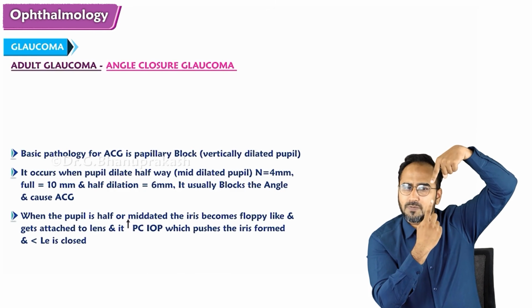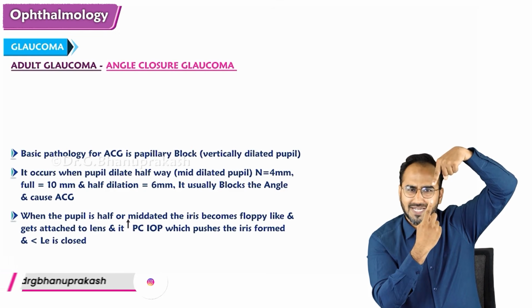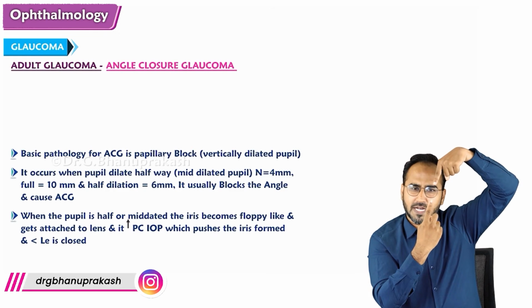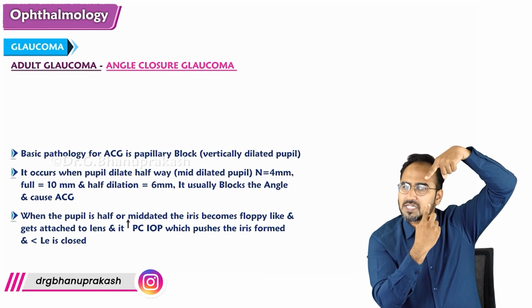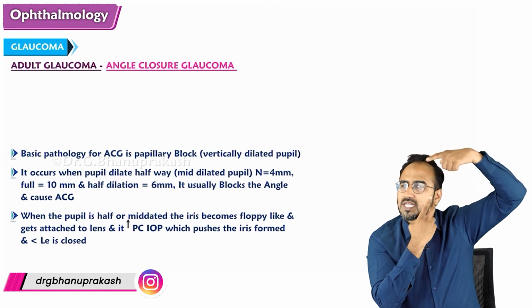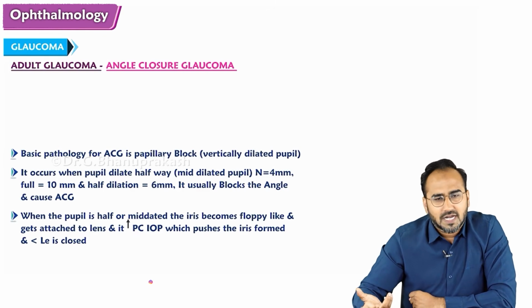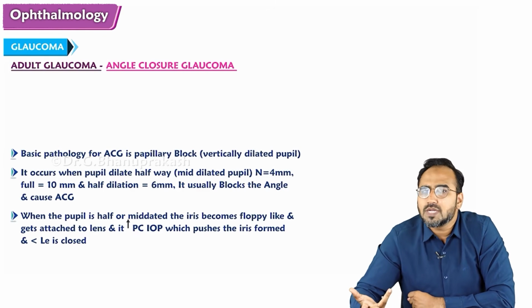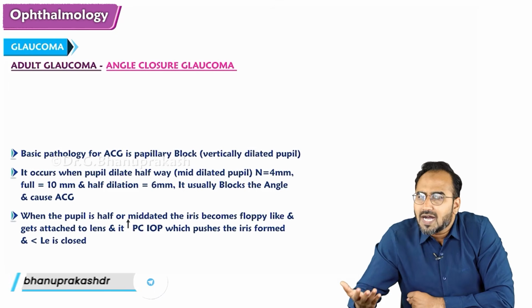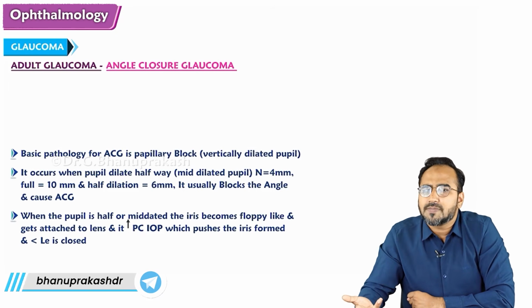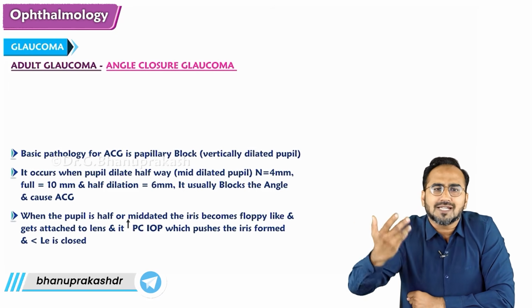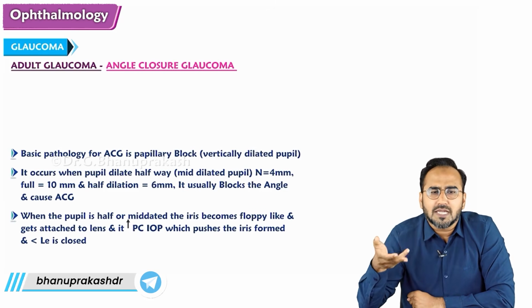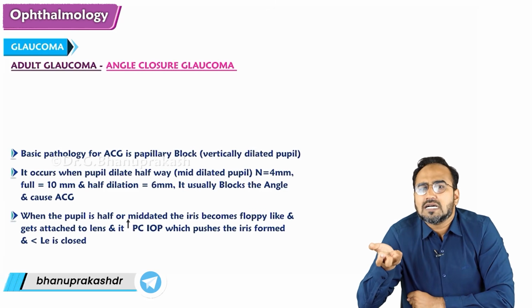This mid-dilated pupil, what happens? Pupil is nothing but the space between the upper and lower iris. Due to this mid-dilatation, what happens to the iris? The iris becomes shaky and this iris goes and sticks to the lens. That is again posterior synechiae. In the rest of the story, you guys can easily depict. If the iris attaches to the lens, what happens to the posterior chamber? Posterior chamber closes.